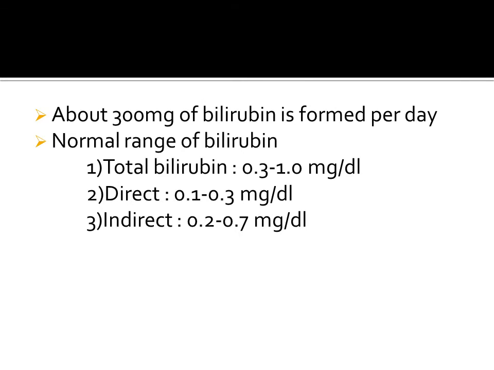Normal value for total bilirubin is 0.3 to 1 milligram. Direct bilirubin is 0.1 to 0.3 milligram, which is just 10% of the total bilirubin, and indirect bilirubin is 0.2 to 0.7 milligram. 1 milligram is the upper limit for the normal indirect bilirubin level.